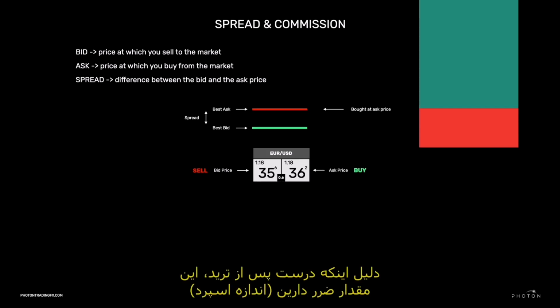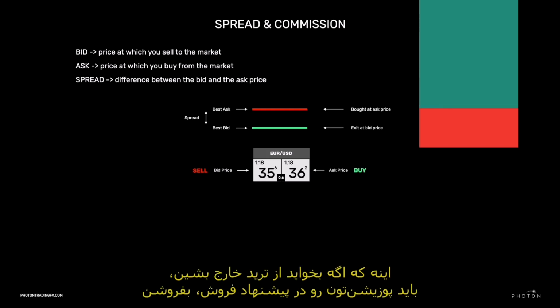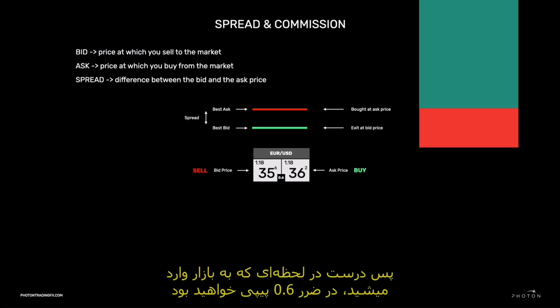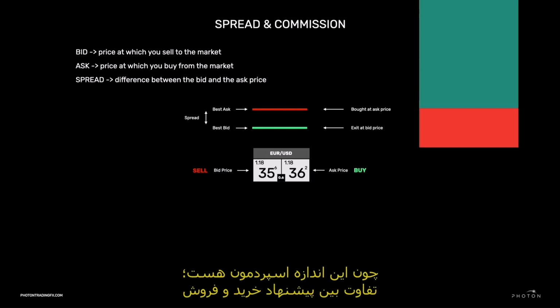Now, the reason why you're instantly at that loss, the size of the spread, is because for you to exit the trade, right, you need to sell your position at the bid price. Remember, we can only sell at the bid. So the moment you enter the market, you're going to be in that 0.6 pip loss because that's the size of the spread, right? That's the difference between the ask and the bid.